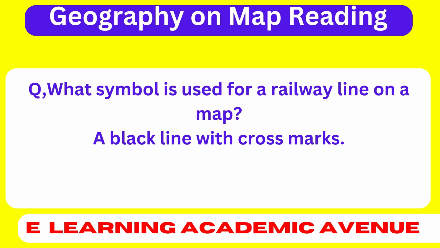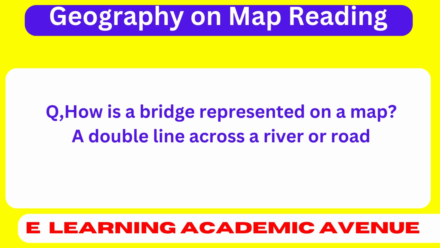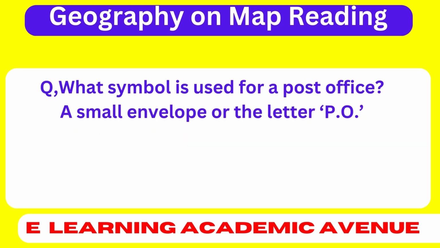Question 53. What symbol is used for a railway line on a map? A black line with cross marks. Question 54. How is a bridge represented on a map? A double line across a river or road. Question 55. What symbol is used for a post office? A letter, an envelope, or the letters P.O.